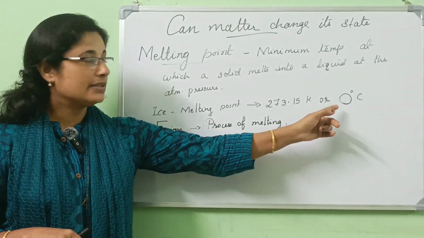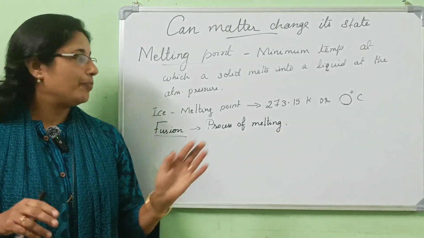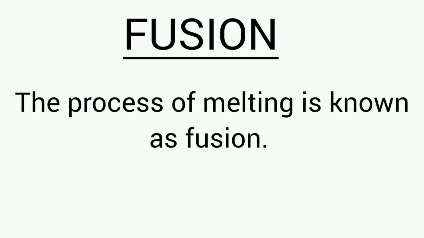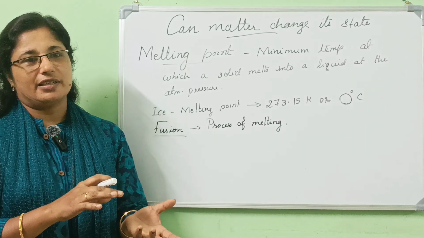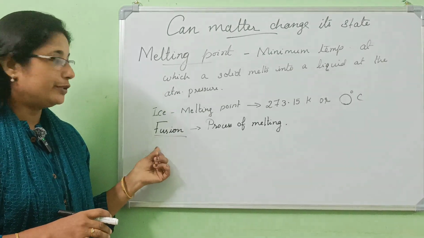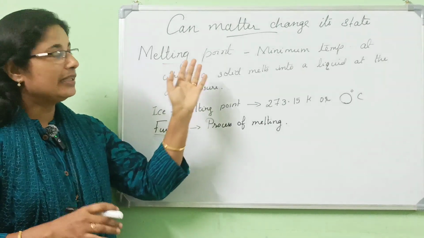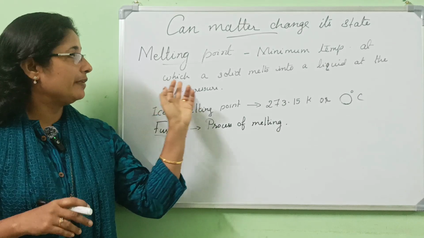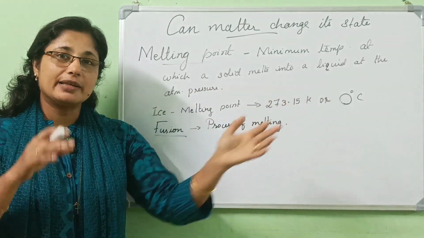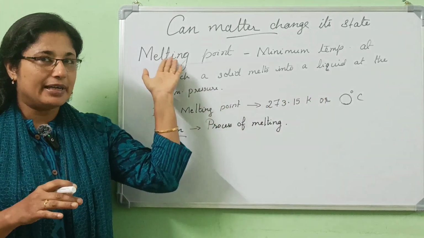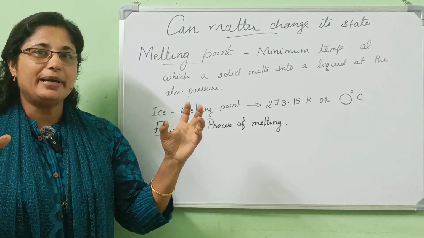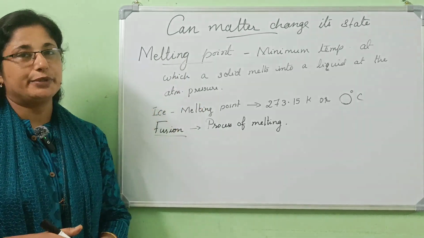273.15 Kelvin or 0 degrees Celsius, and the process of melting is called fusion. The process of melting involves change from solid state into liquid state, and that process is called fusion. The melting point is the minimum temperature at which a solid melts into a liquid at atmospheric pressure, and the process of melting is called fusion.